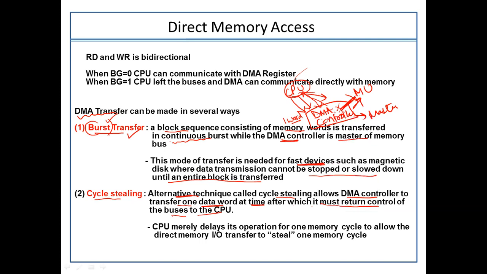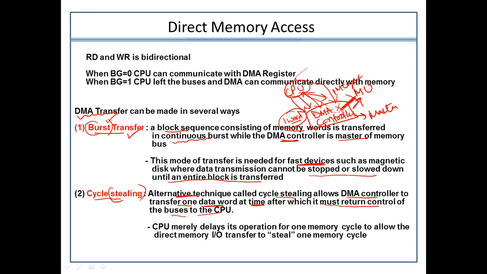So this is a slower process. Only one word can be transmitted at a time. So why do we call it a cycle stealing mode? Because once it starts transferring one word, it has to take the grant of the buses from the CPU. So it will steal one memory cycle of the processor, and then use that memory cycle to refer to the memory unit.